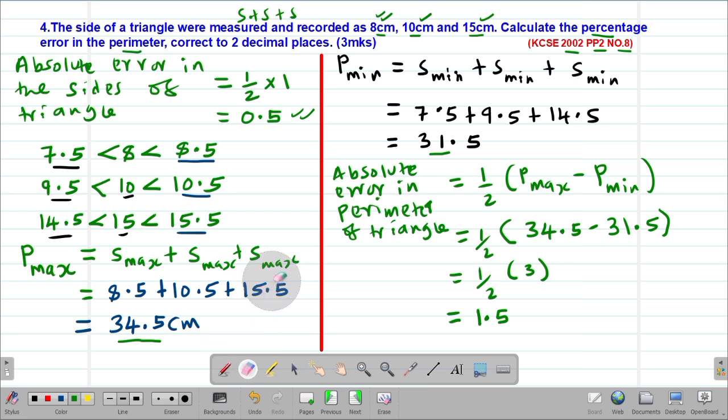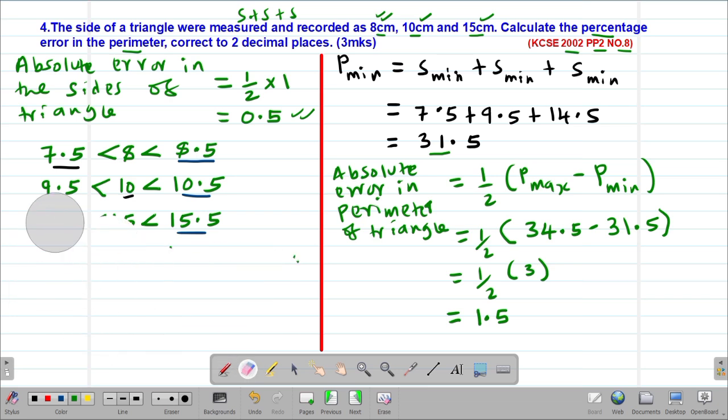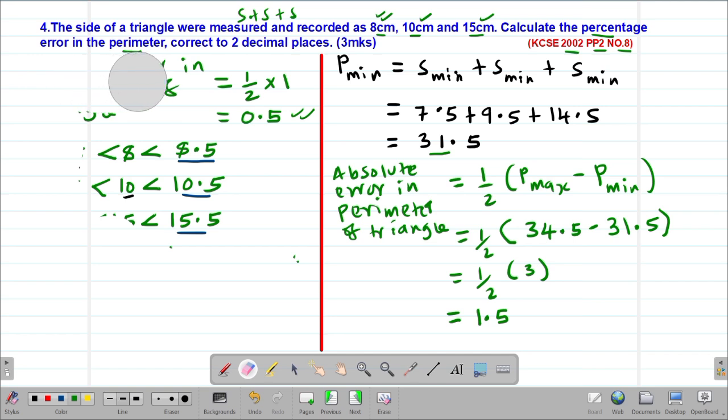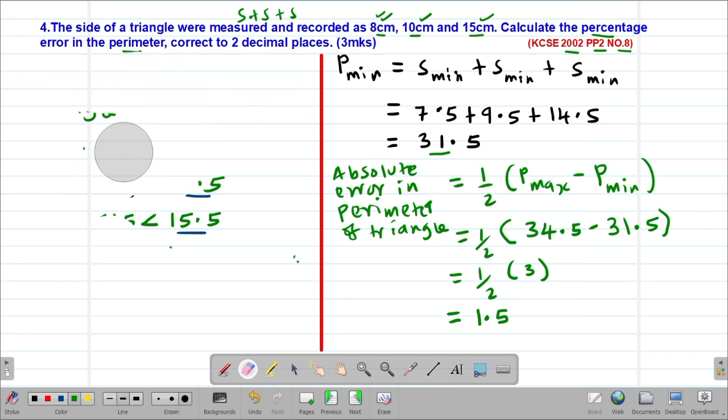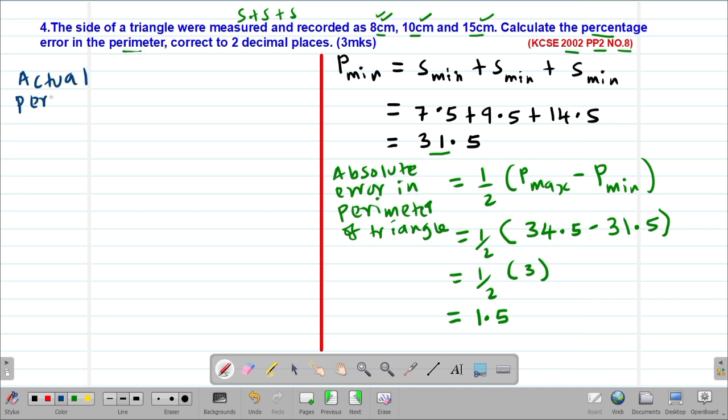Now, remember the question wanted us to get the percentage error in the perimeter of the triangle. So of course, to get the percentage error, we'll need to have the absolute error in the perimeter and also the actual perimeter. Therefore, I will get the actual perimeter of this particular triangle. The actual perimeter of the triangle will be given by the following formula. So actual perimeter will just use the actual dimensions.